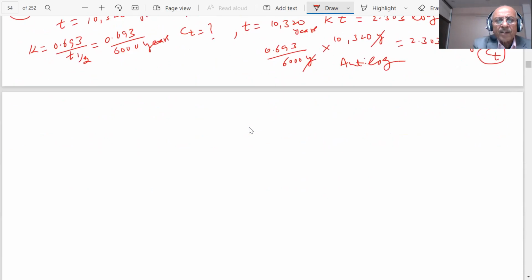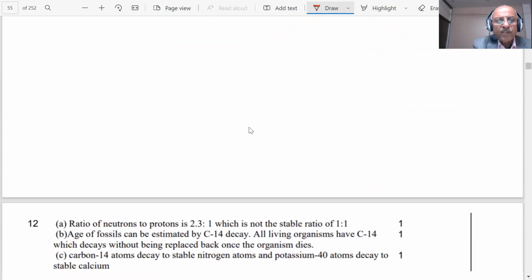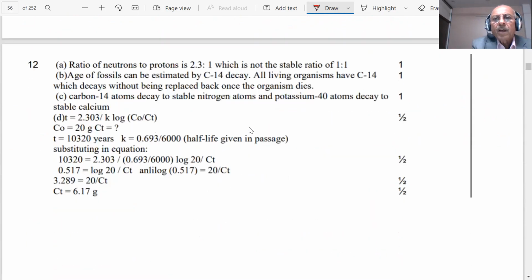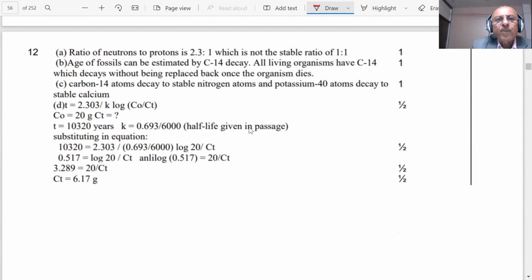Now I am coming to the marking scheme, the answer given by the CBSE. What it says, the ratio of proton to neutron is 2:3, as we have already shown to you. This is wrong. For 2:3, the stable ratio is 1:1. This ratio is not 1:1.